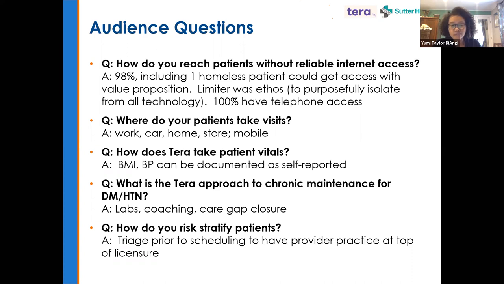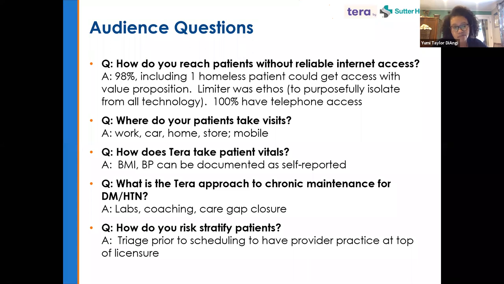Vitals. For BMI and blood pressure, we do document this. I have a question there, as we're looking into the details about Medicare. We don't talk so much about billing; you will have a specialist who will talk about it. But currently, we do document those vitals as self-reported and submit them.